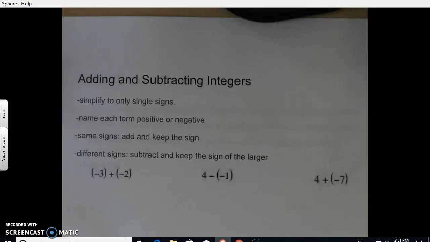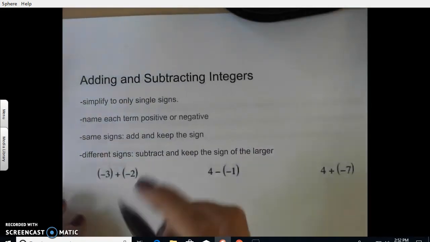Hey guys, today we're going to do operations with integers. First, we'll start with adding and subtracting integers. So in order to do this, we need to simplify to only a single sign. We need to name each term positive or negative. And then if we have terms that are the same, we'll add and keep them. And then if we have terms that are different, we are going to subtract and keep the sign of the larger number.